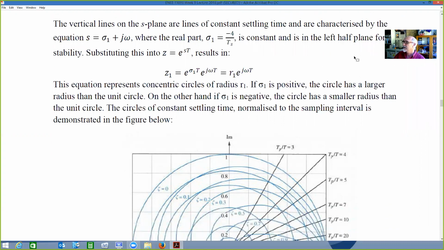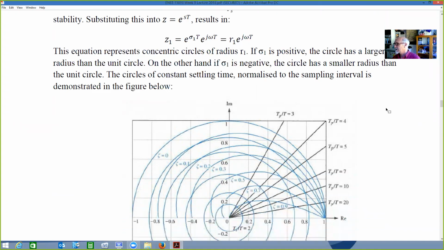This equation represents concentric circles of radius R1. So if sigma 1 is positive, the circle has a larger radius than the unit circle. On the other hand, if sigma 1 is negative, the circle has a smaller radius than the unit circle. The circles of constant settling time normalized to the sampling interval are demonstrated in the figure below.